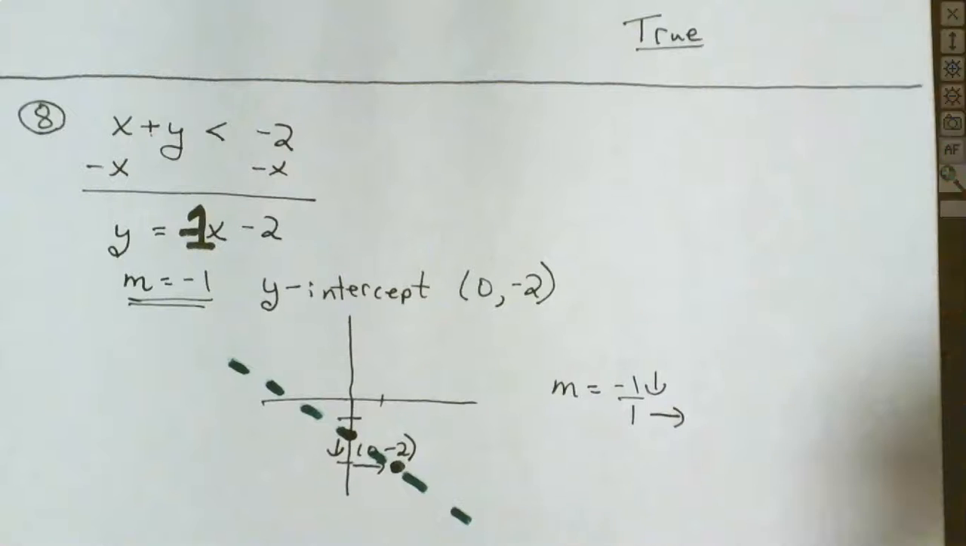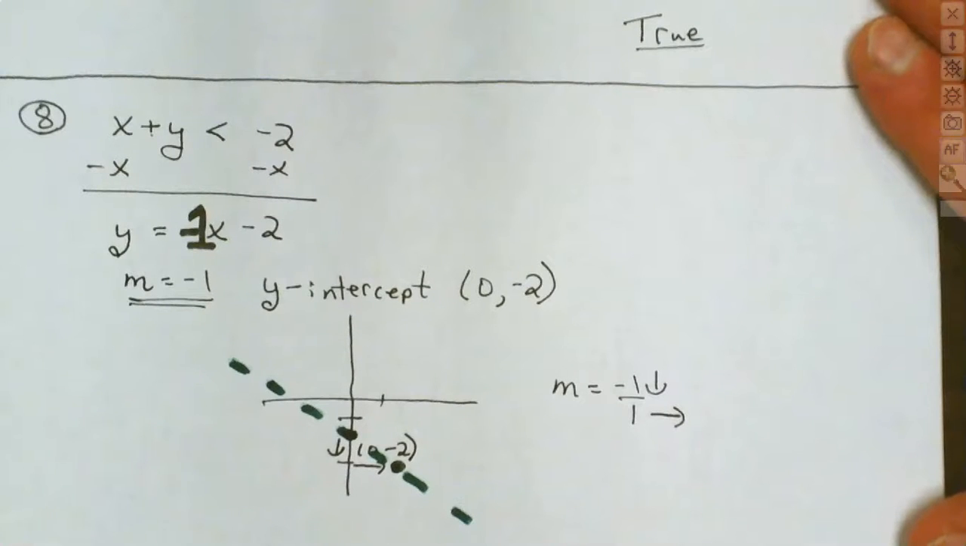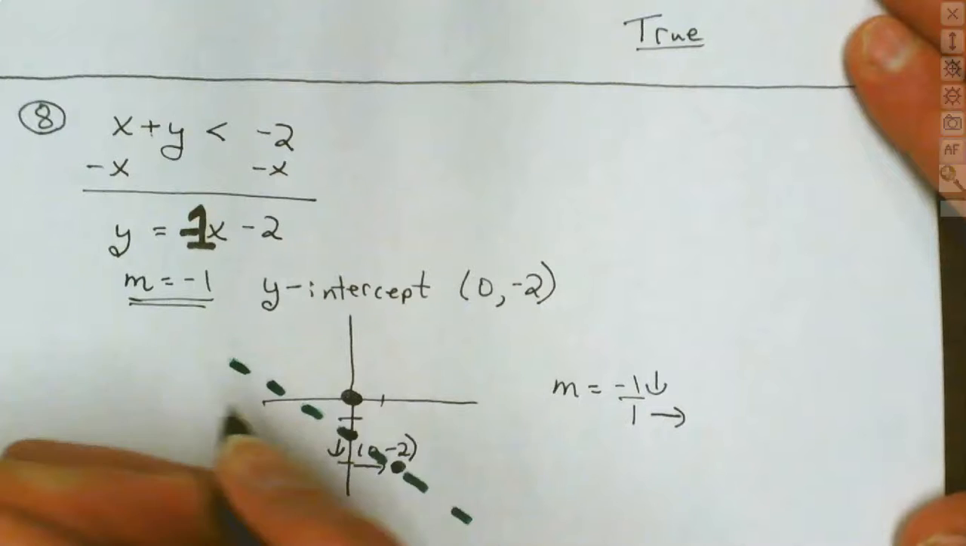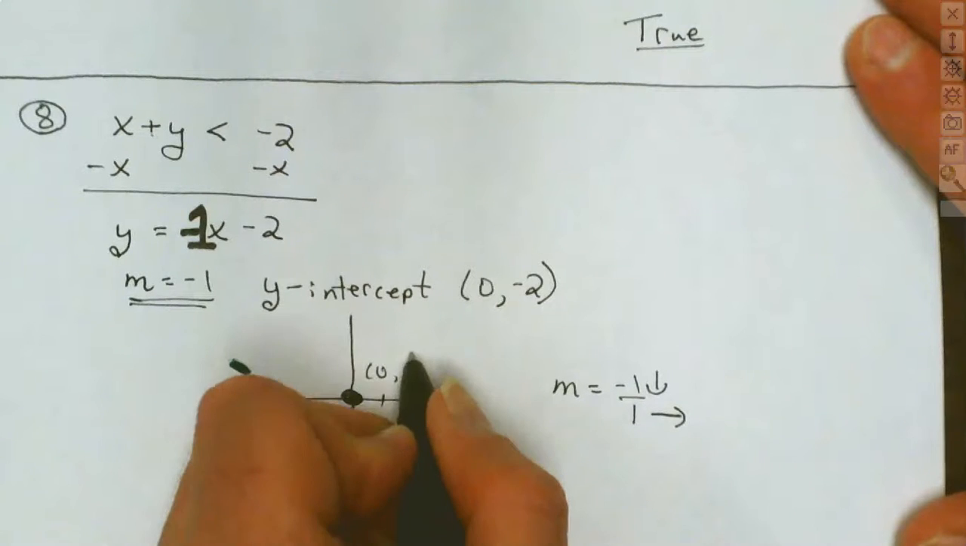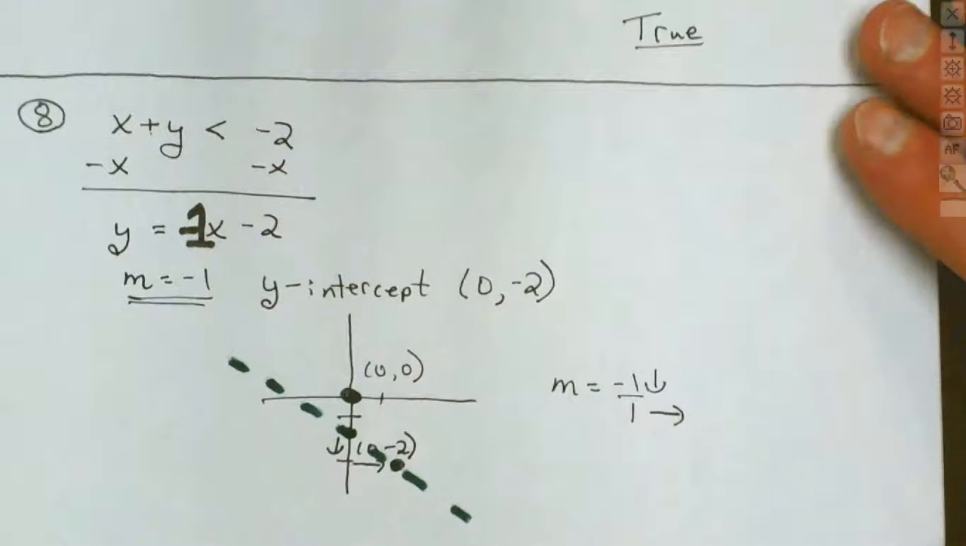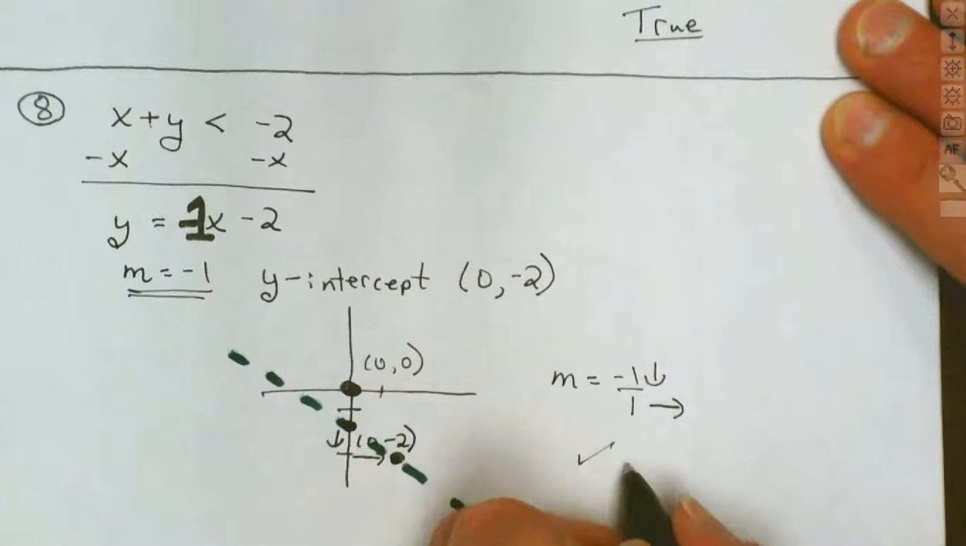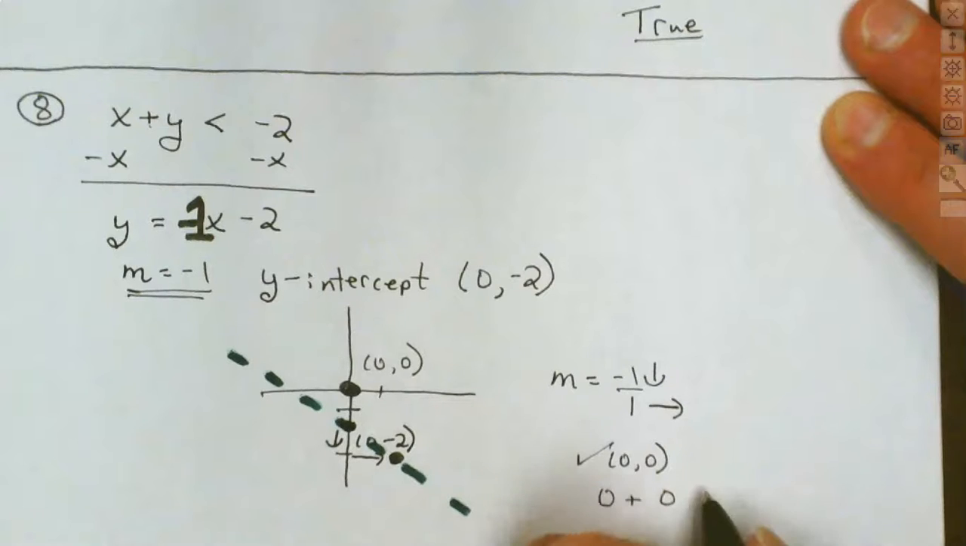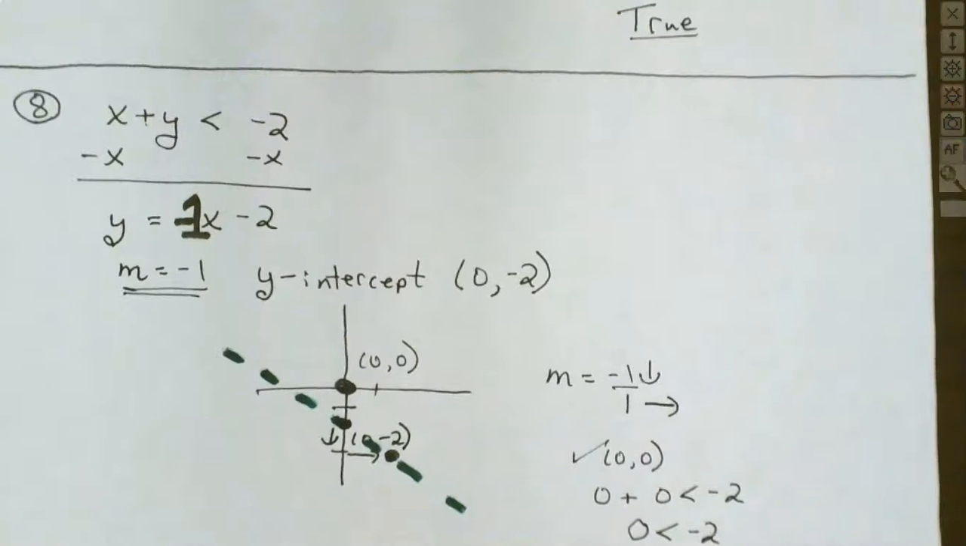And we still need to check. So we're going to check again that 0, 0. Always label it so you know where it's at. 0, 0 is clearly above that line. So let's check 0, 0. And that's 0 plus 0 is less than negative 2. Well, is 0 smaller than negative 2? Is that true or is that false?